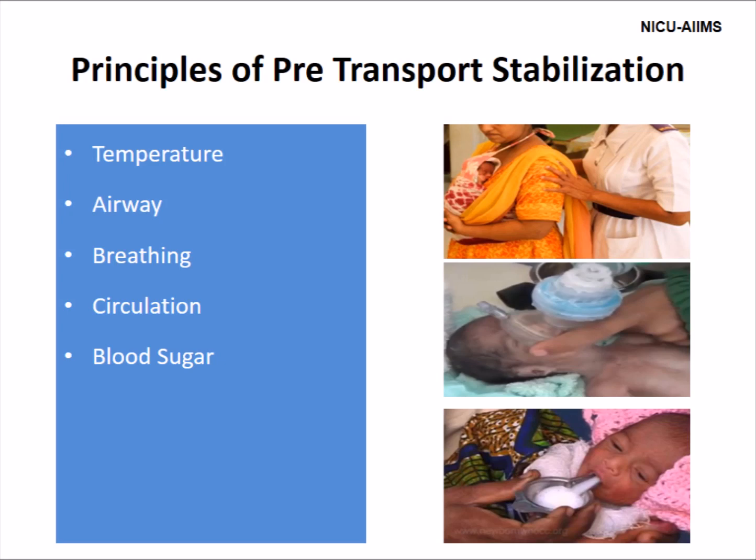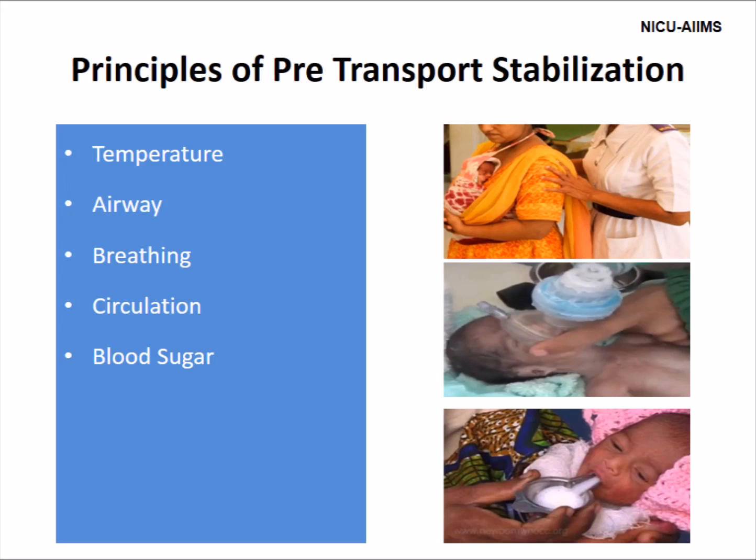Circulation. Check heart rate, capillary refill time, urine output, blood pressure if feasible. Assess the need for fluid bolus. Check what fluids baby is getting and whether baby is on inotropes. Adjust infusion of inotropes as per need.